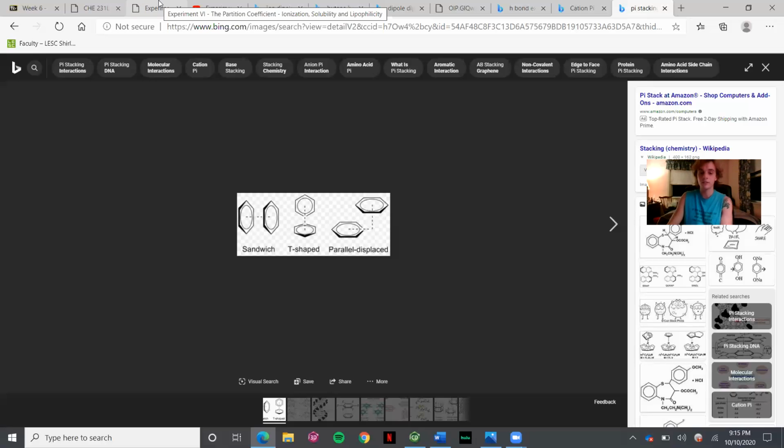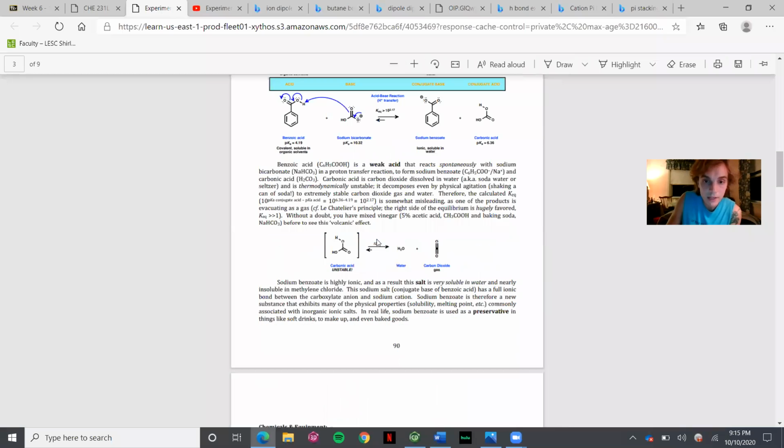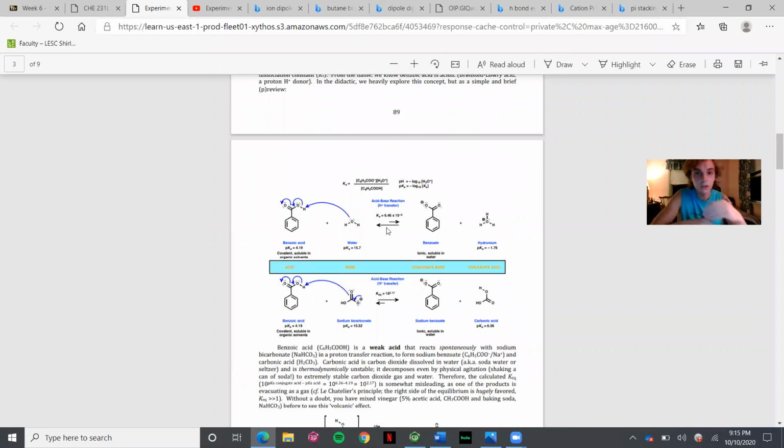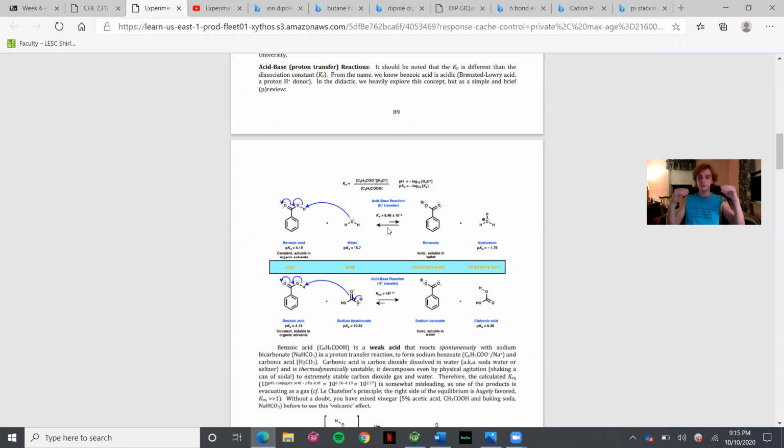But as far as the report is concerned, just include the chemistry for the partition coefficient. I went over the calculations previously. You guys know the Ka is equal to the concentration of the conjugate base times the concentration of the conjugate acid divided by the concentration of the acid. And then we know that the pKa, which is an explanation of how acidic something is, or how willing something is to donate a proton, is equal to the negative log of the Ka. And we know the pH is equal to the negative log of the concentration of the conjugate acid.